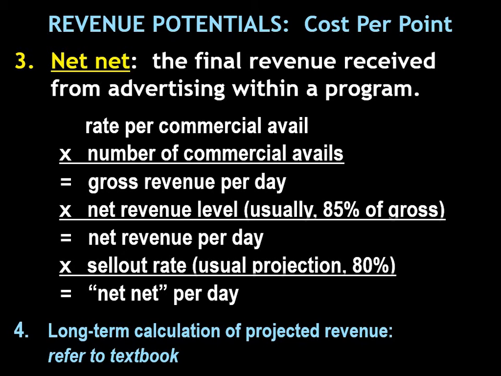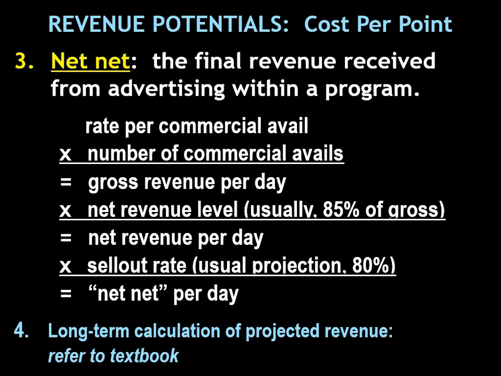Then you're going to multiply that by the sell-out rate. And the usual projection here is in the neighborhood of an 80% sell-out rate, meaning that 20% of the commercial avails within a program are not going to be sold. They're either going to be taken up by bonus spots that are made available or make-good spots that the station has to do, or the station may use that advertising time for promos for other shows that it's airing, for its news product, for certain public service announcements and that sort of thing.